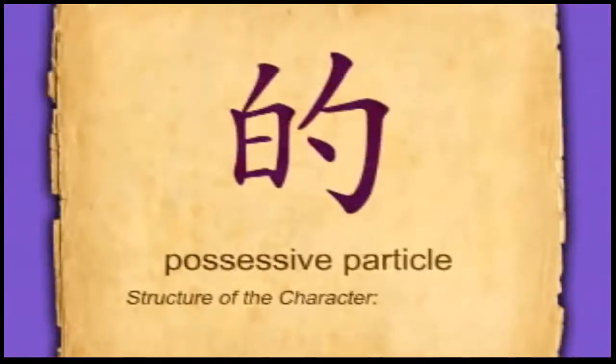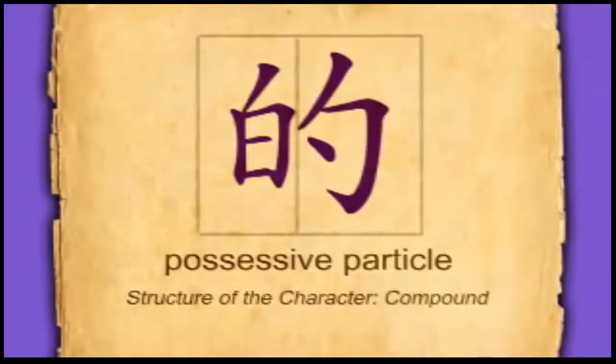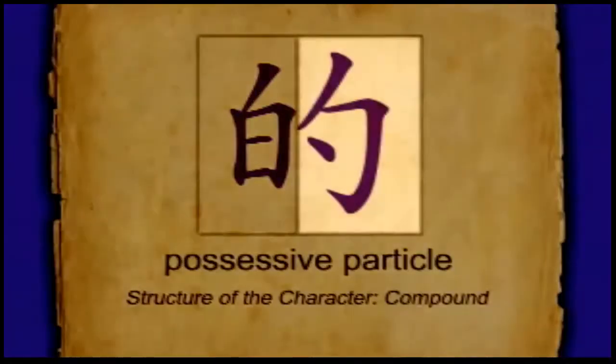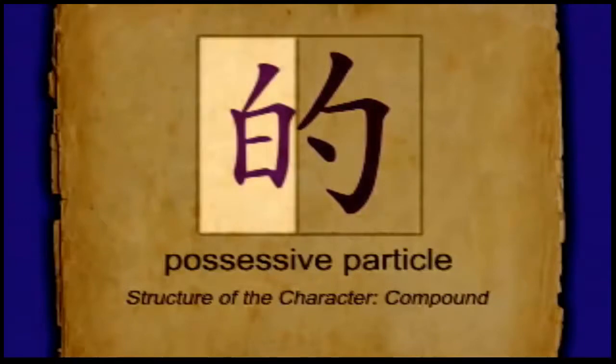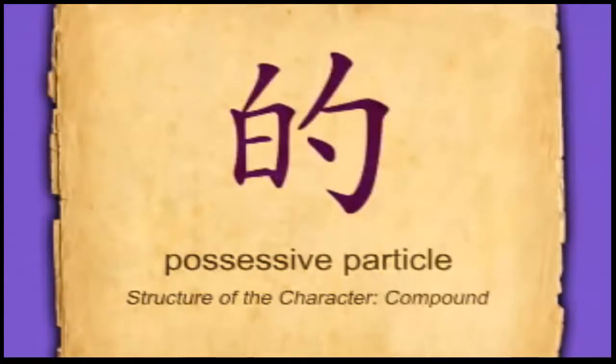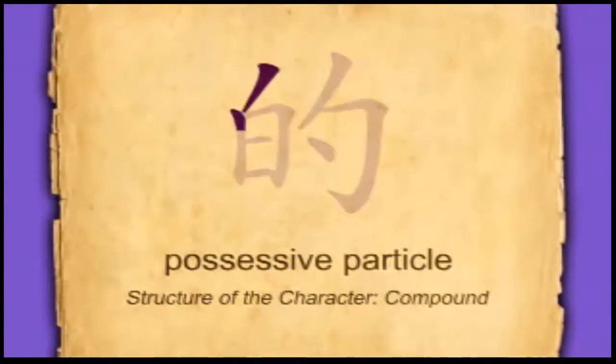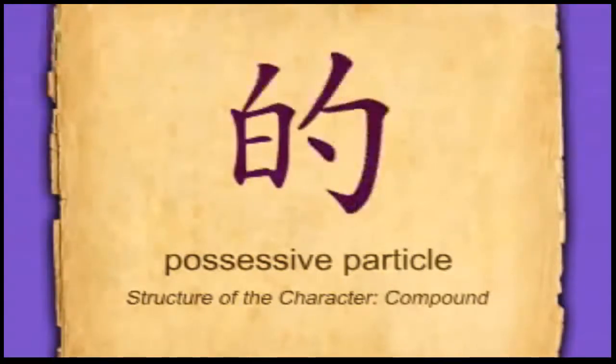The possessive particle word, what type of structure do you see in 的? Correct. It is compound. You can easily see the left and right parts of the character. Does the left part look familiar? Do you recognize the character 白, meaning the color white? 好. How many strokes are used to write 的? 的 has 8 strokes. Let's go over the things we've learned in today's lesson.